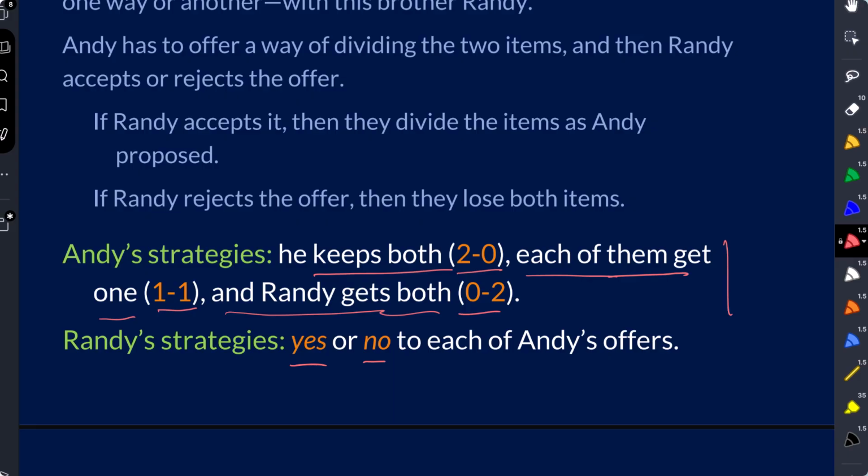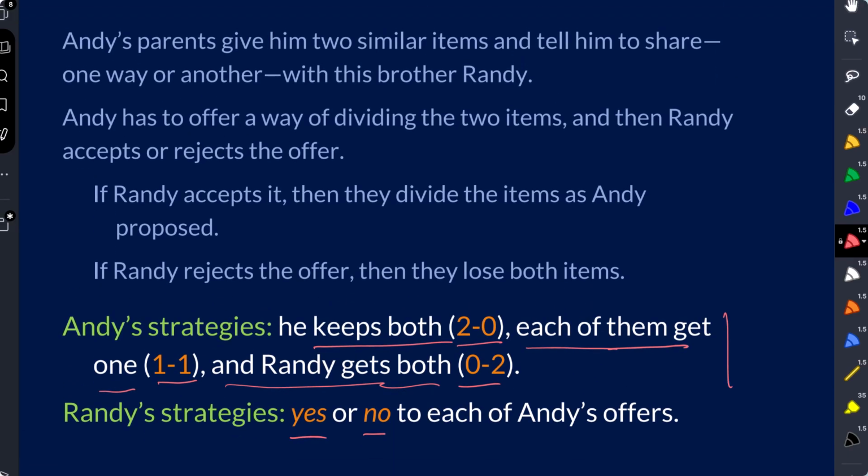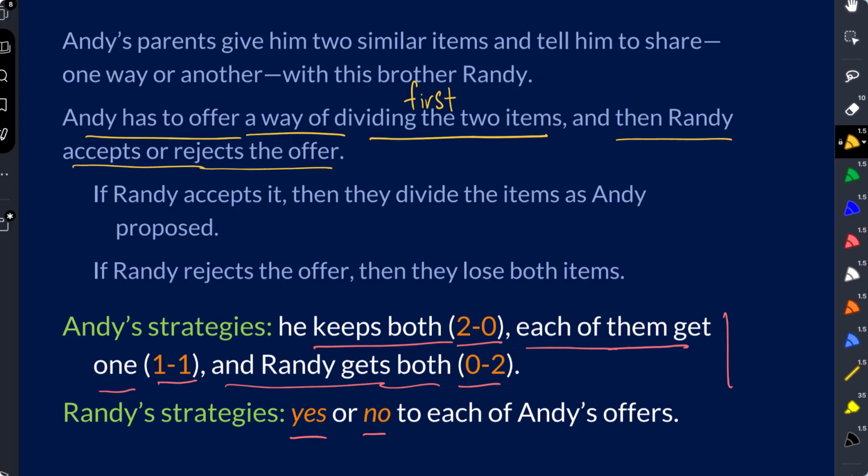Randy has actually more than two strategies if we count it up in the technical sense, but this is fine for what we're doing. So you'll notice an important feature of this game is that they're not going to make a decision at the same time. First, Andy's going to offer a way of dividing the two items. That happens first. And then Randy's going to accept or reject the offer.